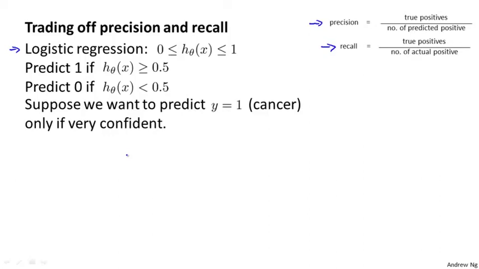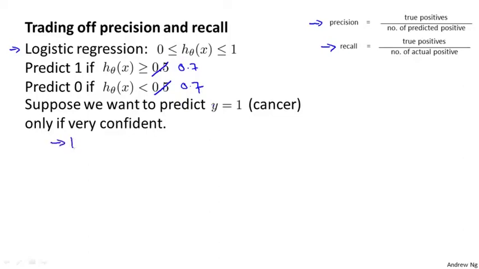One way to do this would be to modify the algorithm so that instead of setting this threshold at 0.5, we might instead say that we'll predict that y is equal to 1 only if h of x is greater than or equal to 0.7. So this is like saying we'll tell someone they have cancer only if we think there's a greater than or equal to 70% chance that they have cancer. And if you do this, then you're predicting someone has cancer only when you're more confident.